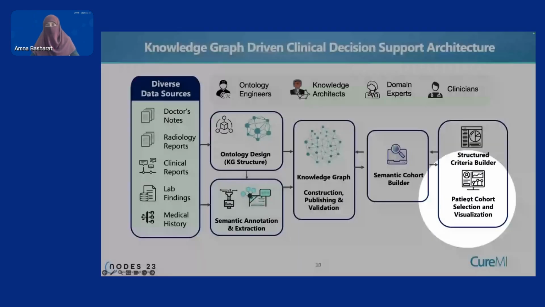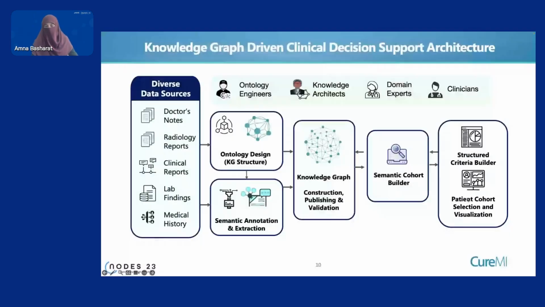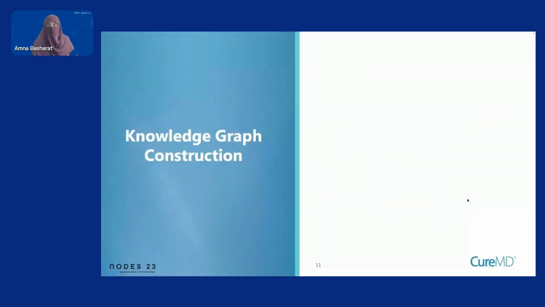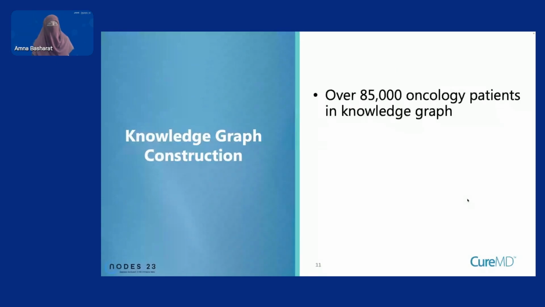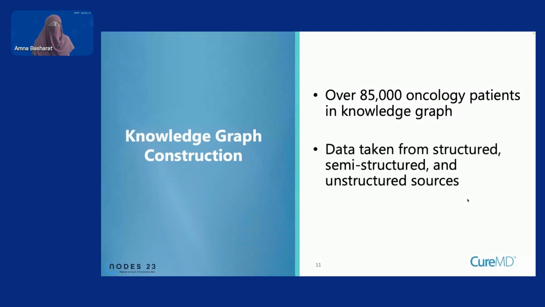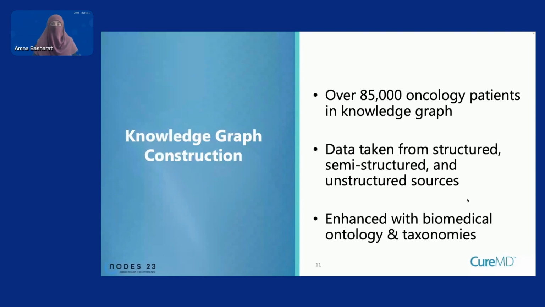That is then connected via APIs to structured criteria builders and visualizations. So talking about the knowledge graph construction, in our data bank, we had over 85,000 oncology patients that we were able to bring in to the knowledge graph, 89,000 to be exact. And the data that we brought into the knowledge graph was taken from structured, semi-structured, and unstructured sources. And then we also enhanced this graph with biomedical ontology and taxonomies.